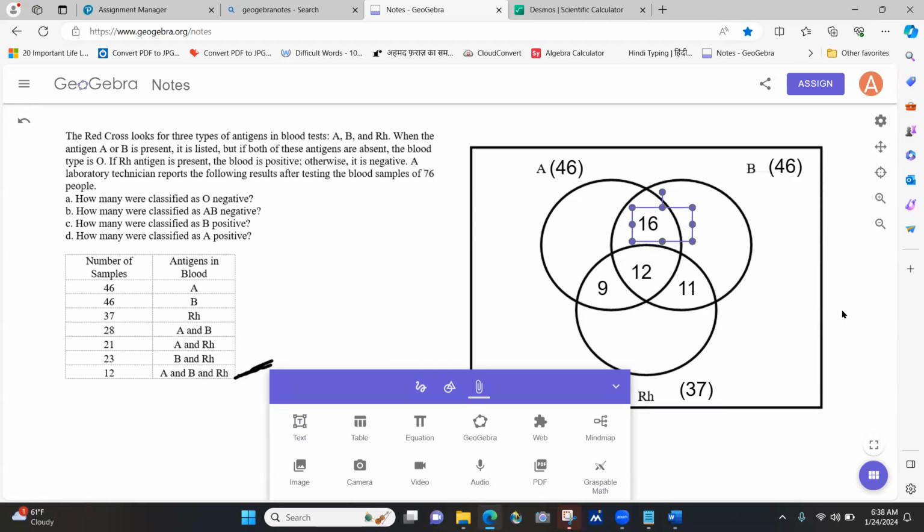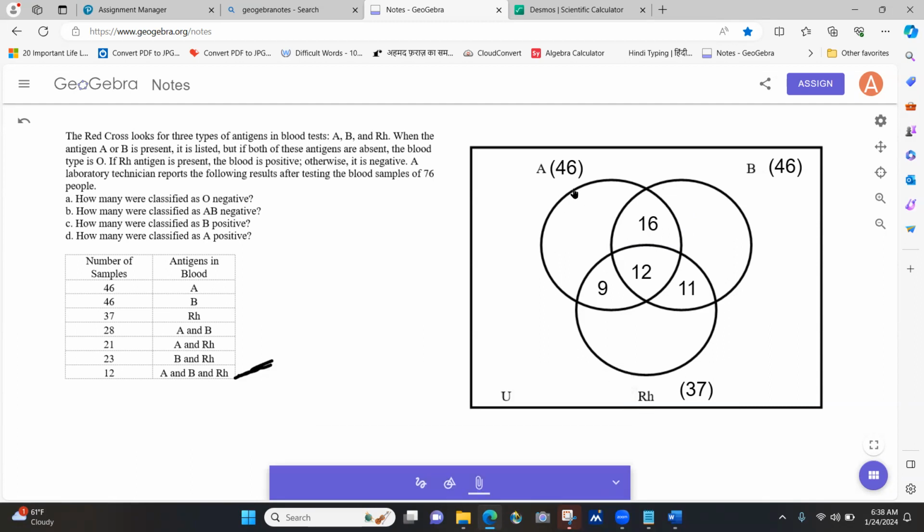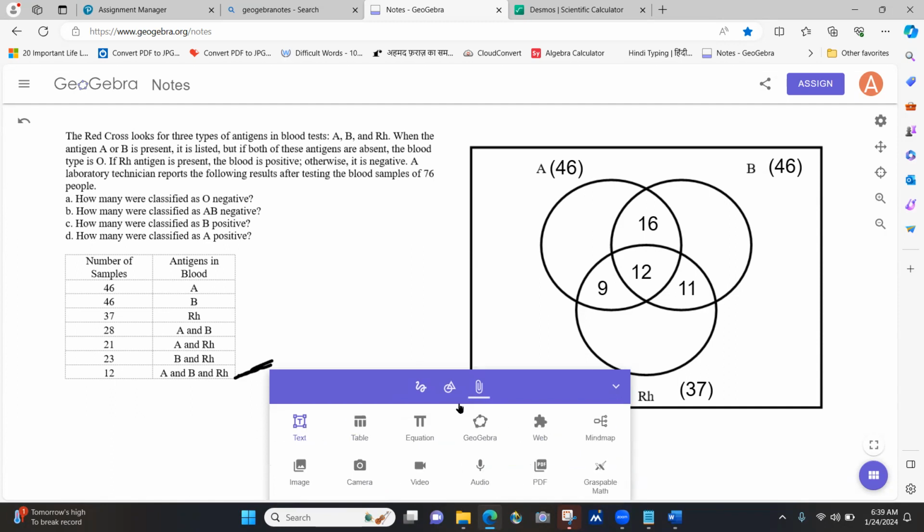Now we can go back and address the numbers inside the parentheses. Remember, guys, if 46 of the patients have A, and we have accounted for 16, 12, and 9 inside the A circle, from 46 subtract 16, 12, and 9, and whatever number you get is the number that goes here. 46 minus 16 is 30. 30 minus 12 is 18. 18 minus 9 is 9. If I'm not mistaken, this is going to be 9 here.